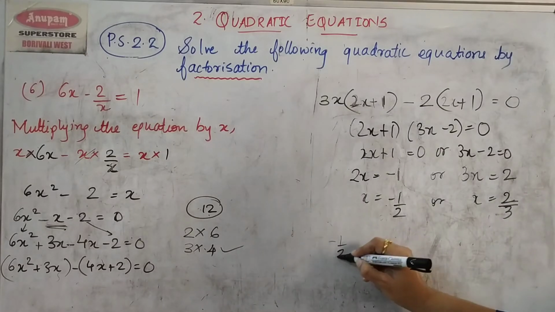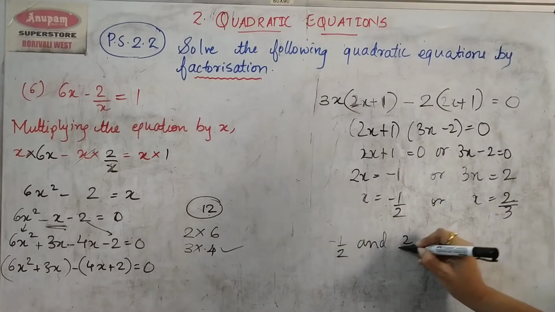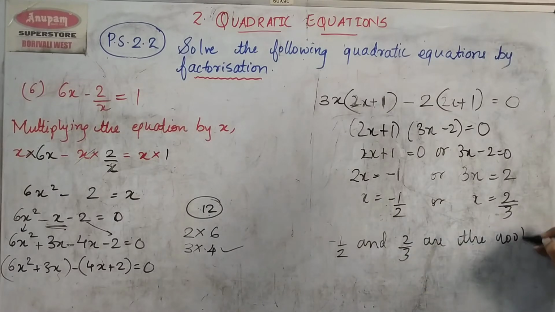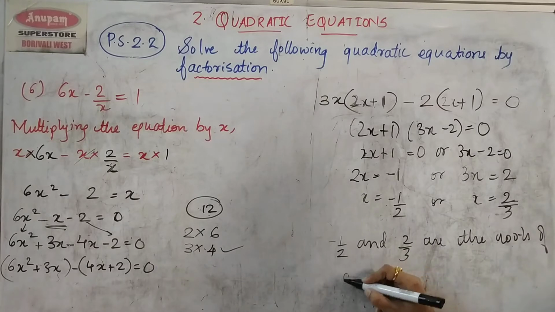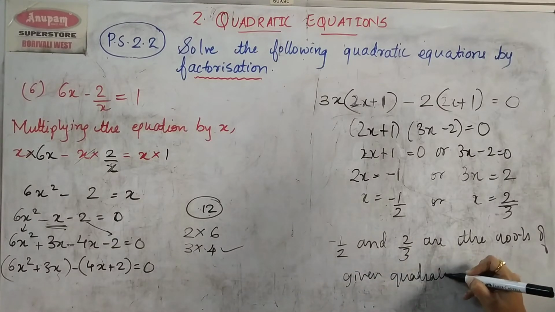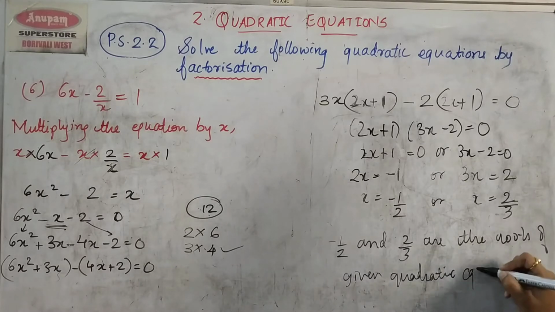So minus 1 upon 2 and 2 upon 3 are the roots of the given quadratic equation.